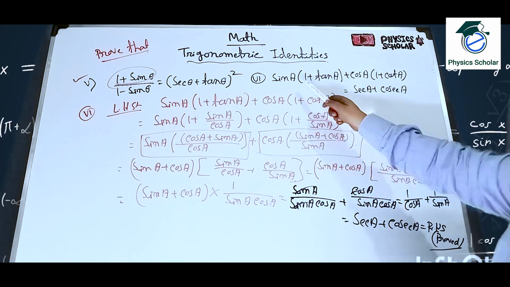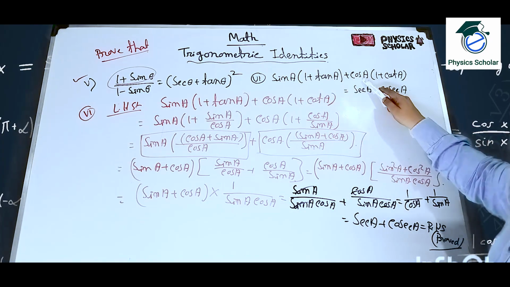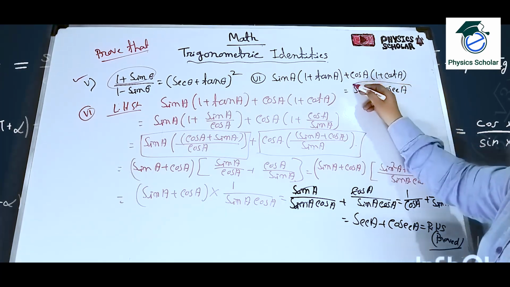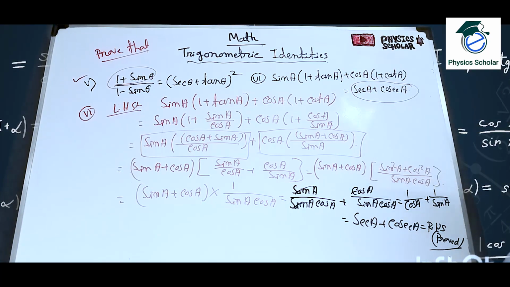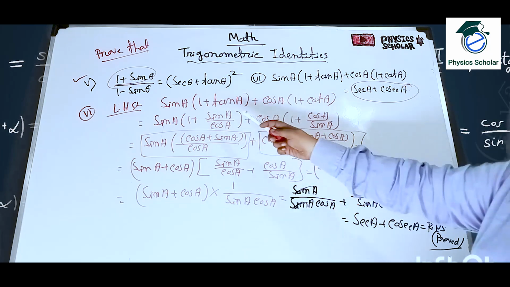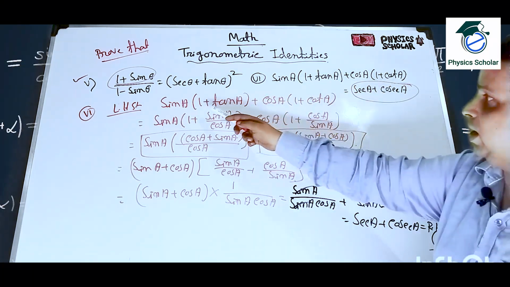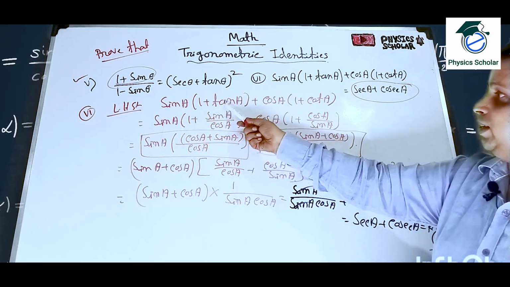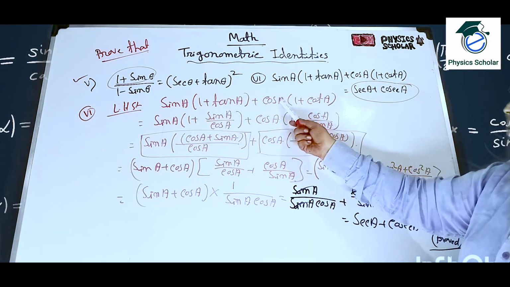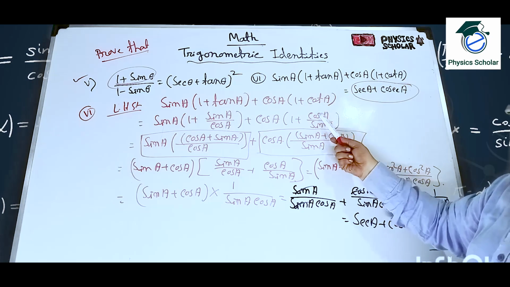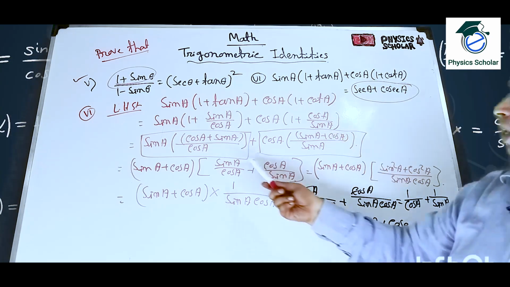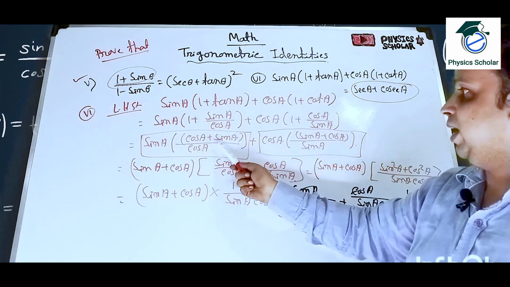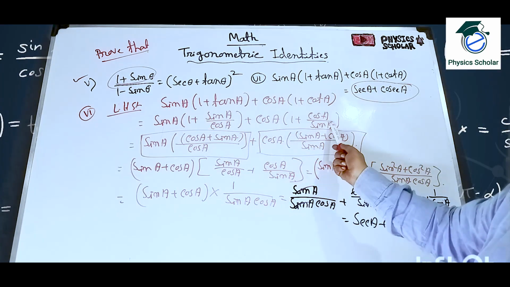How? Sin A into (1 plus tan A) plus cos A into (1 plus cot A) is equal to sec A plus cosec A, that we have to prove. So sin A into 1 plus tan A, what is given? I have written over here. Then sin A into 1 plus tan A means sin A by cos A, plus cos A into 1 plus cot A means cos A by sin A. So here sin A into cos A will be the LCM.